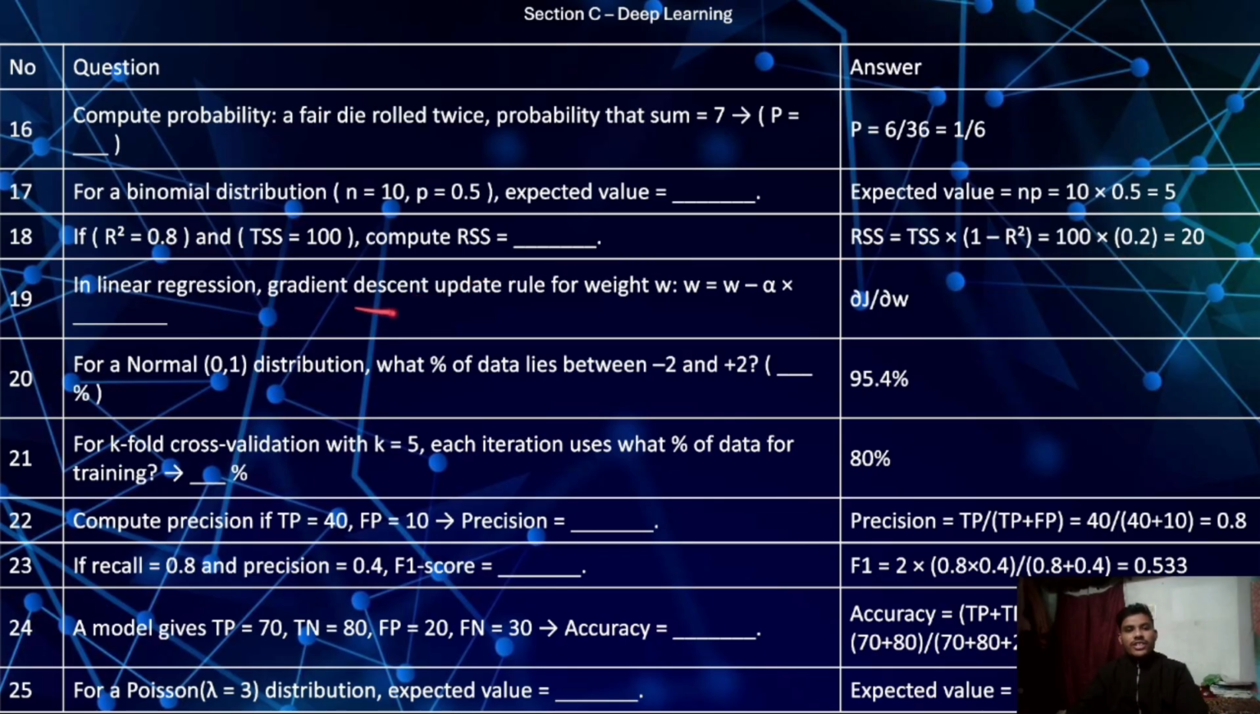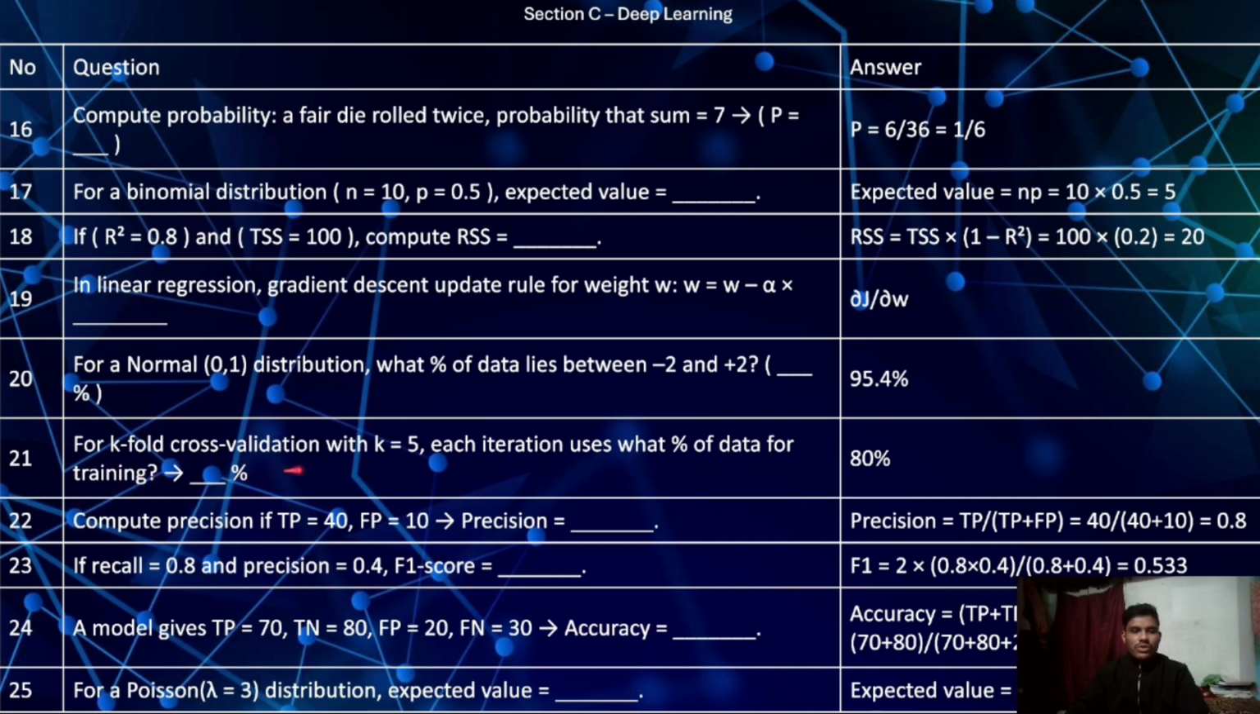Now in linear regression, the gradient descent update rule for weight w is w equals w minus alpha into delta J divided by delta w. Now for a normal 0,1 distribution, what percent of data lies between -2 and +2 sigma? So here the answer is 95.4, because for -2 to +2 sigma in a normal 0,1 distribution, 95.4 percent of data lies within.